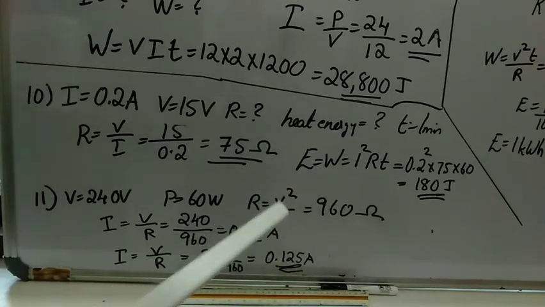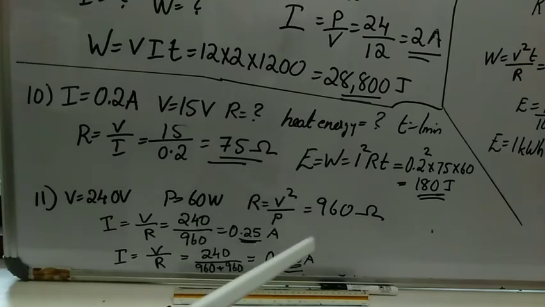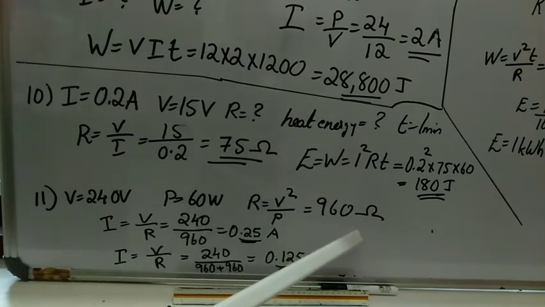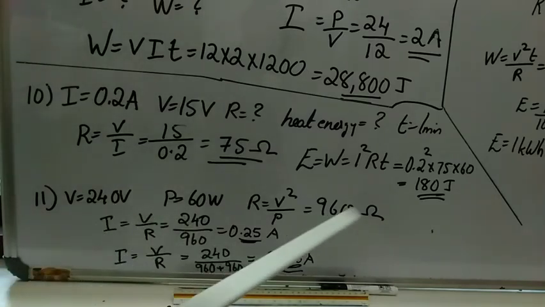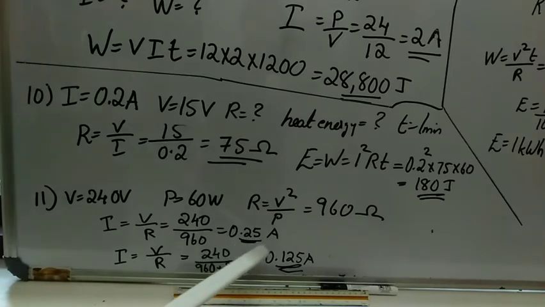Inside the bulb we have the filament. So the resistance of the bulb is 960. So the current in the circuit I is equal to V by R. Voltage 240 by 960, you will get 0.25 ampere. That is the first state.